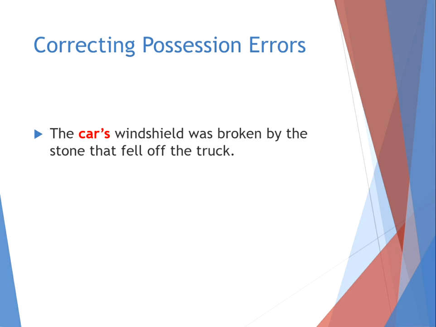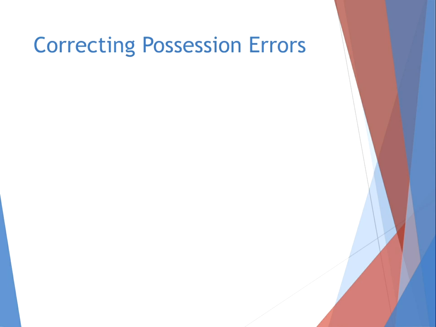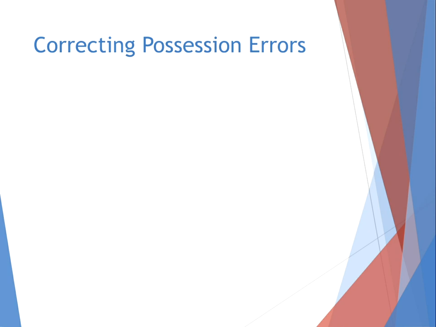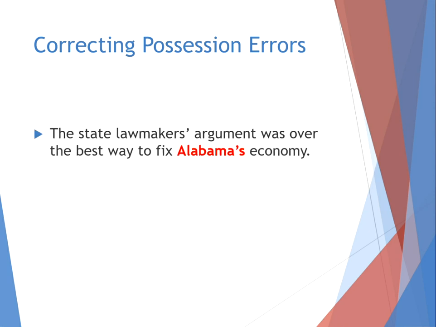In this example, the car's windshield, since there was only one car being referred to because one car has one windshield, was broken by the stone that fell off the truck, so we need an apostrophe S. The state lawmakers' argument was over the best way to fix Alabama's economy. Here, more than one lawmaker was having an argument about the best way to fix Alabama's economy. Alabama here is a singular possessor. The lawmakers are a plural group, so they get an S apostrophe.